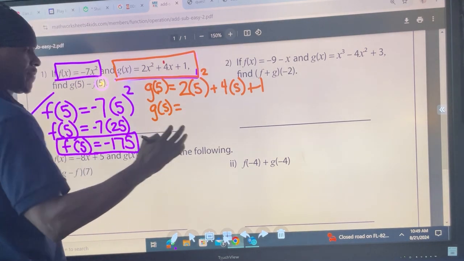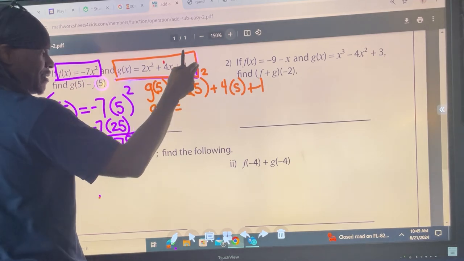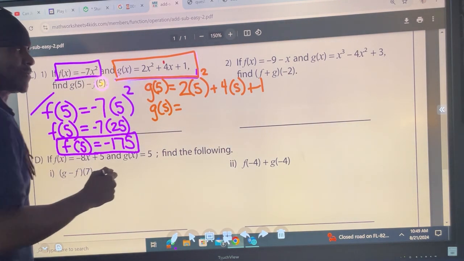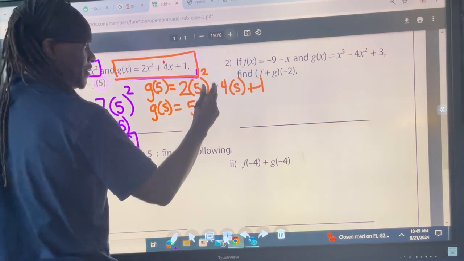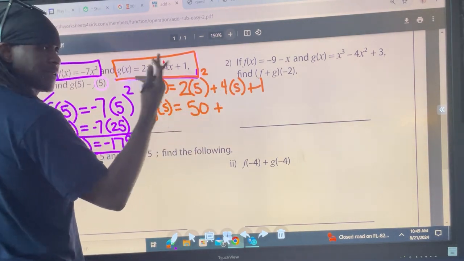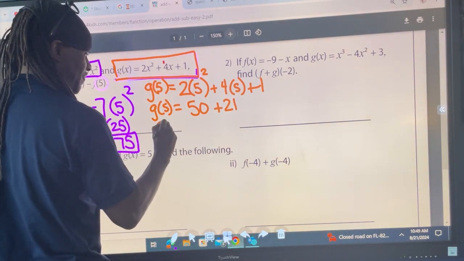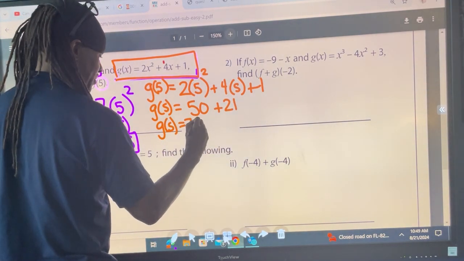So the function of g of 5, first let's work it up there. 5 squared becomes what? 25 times 2 is 50. So this is 50 plus 4 times 5, which is 20, plus 1, which is 71. And that's how you get your g of 5 value, 71.